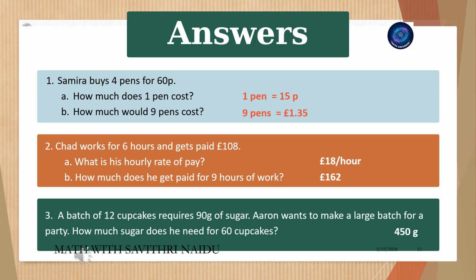Here are the answers. 1 pen costs 15 pence, and 9 pens cost £1.35. Chad earns 18 pounds per hour, and earns 162 pounds for 9 hours. And the large batch of cupcakes requires 450 grams of sugar. Well done, you have done a great job.